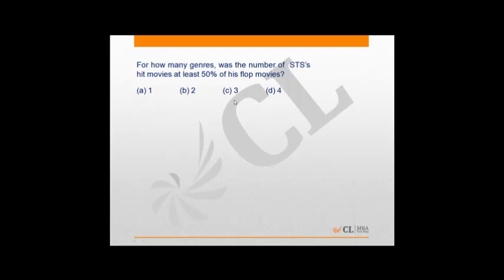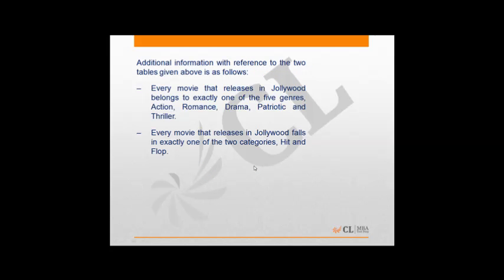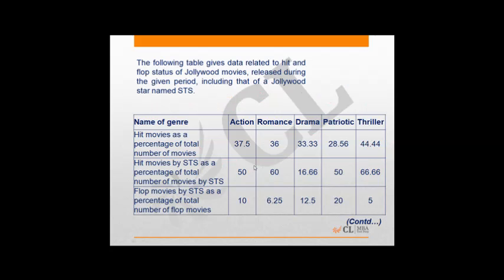Next, for how many movies was the number of STS hit movies at least 50% of his flop movies? Understand the question well. The hit movies should be at least 50% of his flop movies. That means hit upon flop, not total, should be at least equal to or greater than 1 by 2. So I can easily calculate this with the data given here. I don't need to find out the table for this.